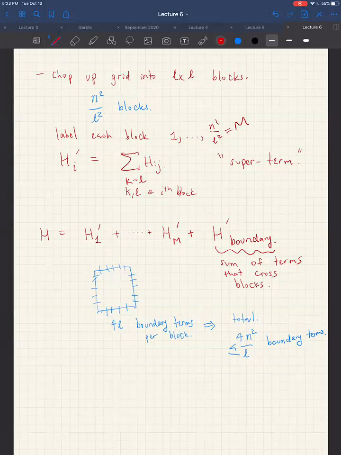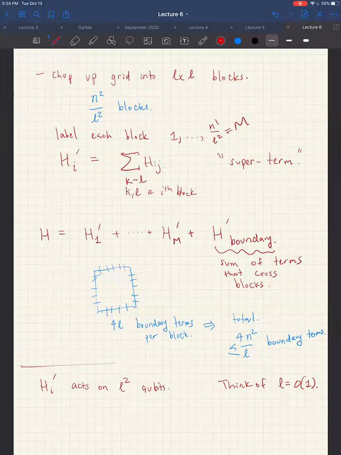All right, okay, so let's look at a super term H prime i. By itself, this is like a mini local Hamiltonian that acts on L squared qubits. Let's think of L as just being some large enough constant, like 100. So it's just some constant. It's not growing with the size of your grid. And the ground state of this mini Hamiltonian can be found in 2 to the L squared time. You just brute force this little patch and solve for the ground state.